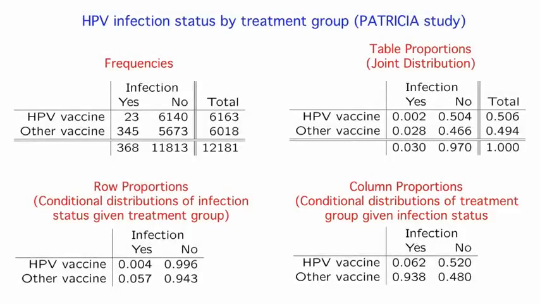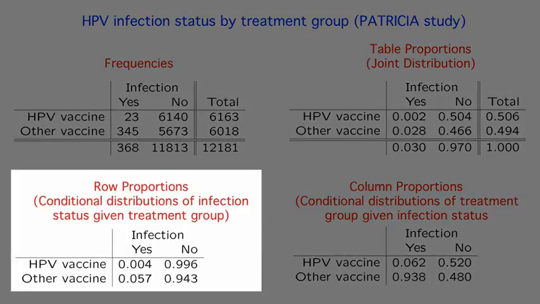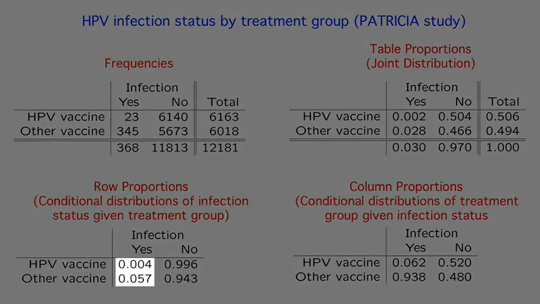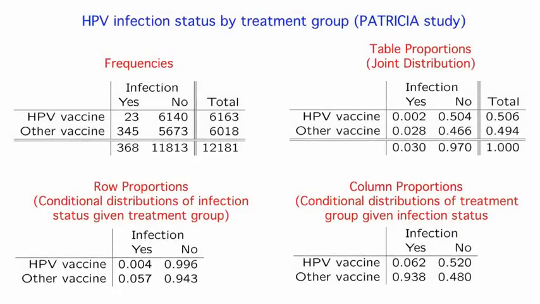Because the question of interest is, does the vaccine work at preventing HPV-16 infection? In this case, the row proportions, or the conditional distribution of infection status given whether or not a subject received the HPV vaccine, gives the most direct interpretation. An infection rate of 5.7% versus 0.4% certainly seems to be compelling evidence that the HPV vaccine is effective. In later videos, we'll examine whether a difference this large could have happened just by chance or if it's statistically significant.